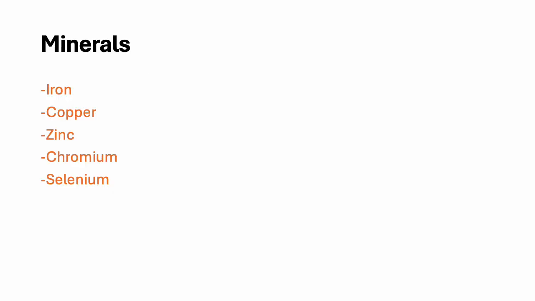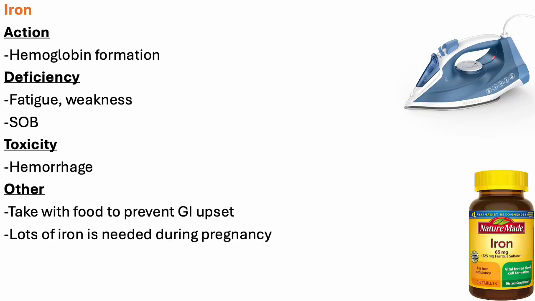Still in the vitamins and minerals chapter, here are the minerals. Iron, good for hemoglobin formation and regeneration as well. Lots of this is needed for pregnancies to help give hemoglobin and blood to the fetus. Deficiencies include fatigue, weakness, and shortness of breath. Toxicity includes hemorrhaging. Taking this with food is good to avoid GI upset.